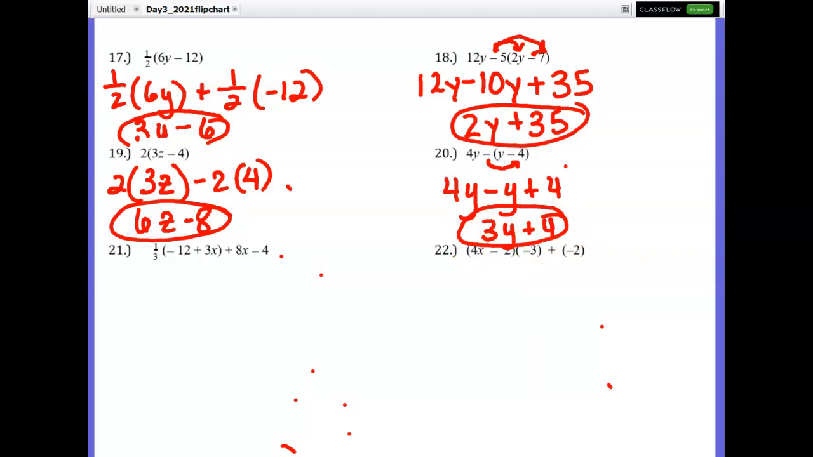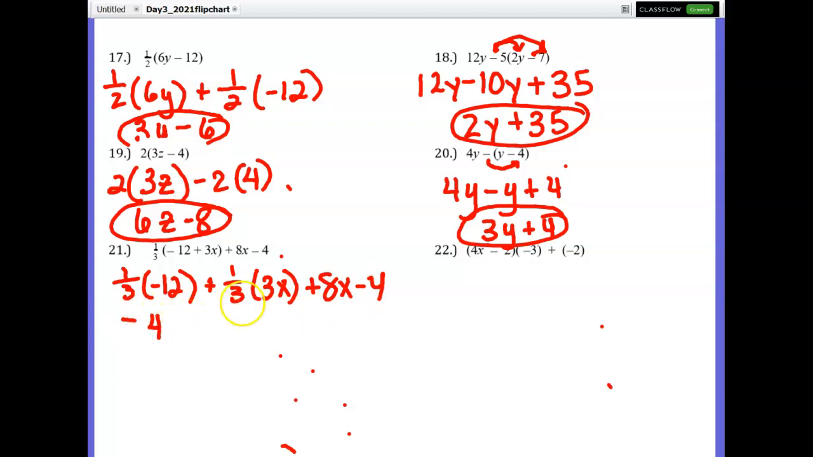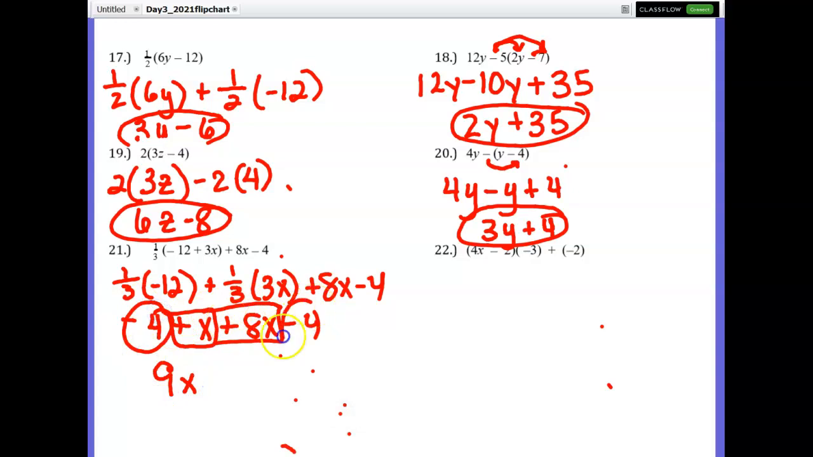All right, 21, we're distributing the fraction 1/3, so this would be 1/3 times negative 12, plus 1/3 times 3x, then plus our 8x minus 4. 1/3 times negative 12 is a negative 4. Okay, 1/3 times 3x is just going to be an x. And then we have our plus 8x minus 4. Now we can combine our like terms. Our x plus our 8x is 9x, and negative 4 minus 4 is minus 8.